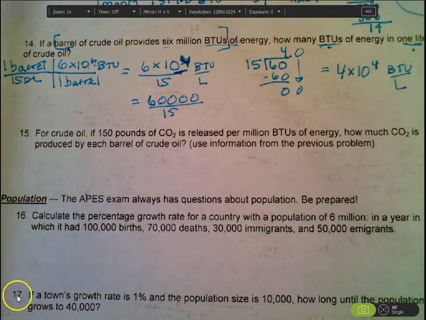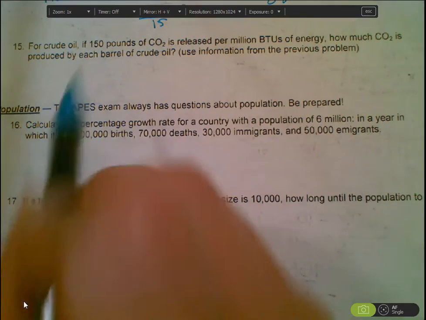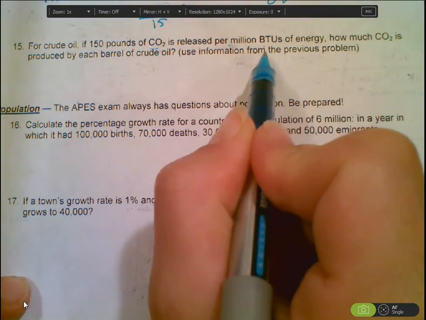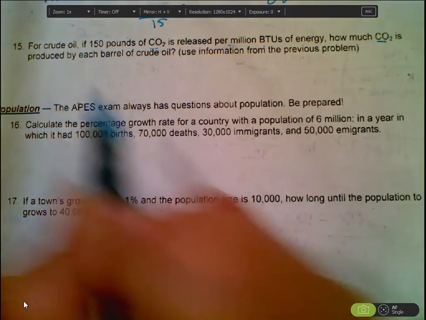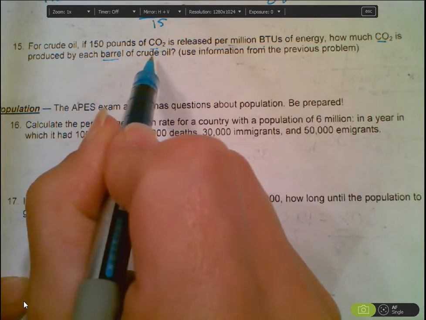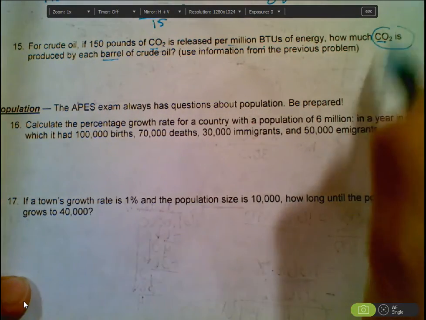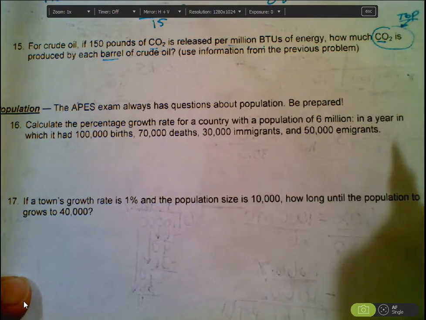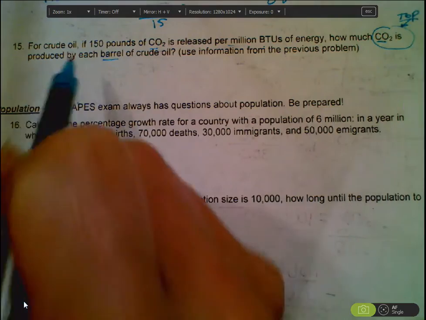You can do that. For crude oil, if 150 pounds of CO2 is released per million BTUs, how much carbon dioxide is produced by each barrel of crude oil? So it wants to know how much carbon dioxide. So this has to be on top. Okay, so I know my carbon dioxide is going to be on top. So let me see what I have.